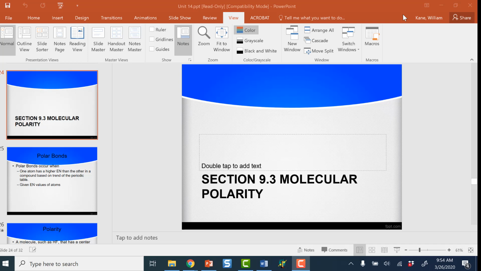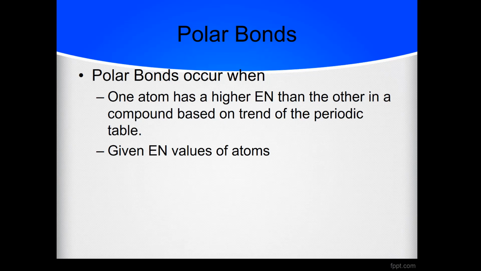Today's topic is molecular polarity. So let's dig into it. Quick review. Polar bonds occur when one atom winds up having a higher electronegativity than the other. It's basically dependent on how well they share valence electrons.